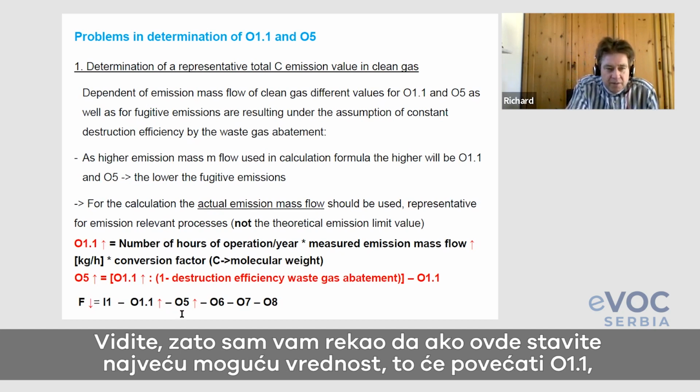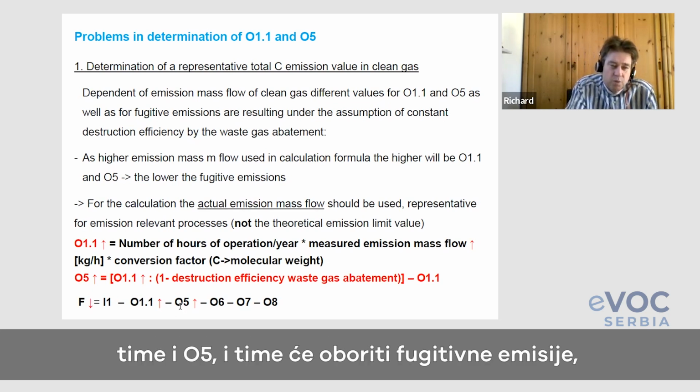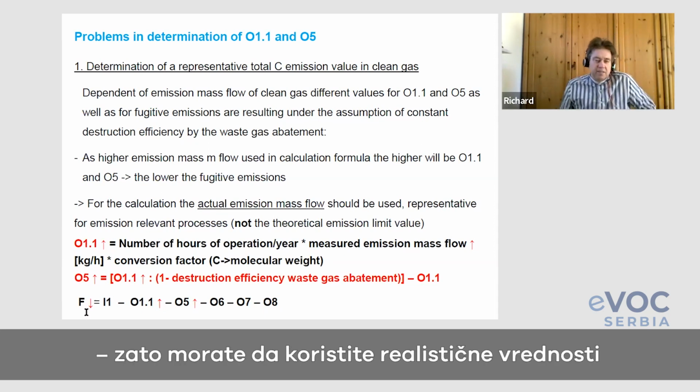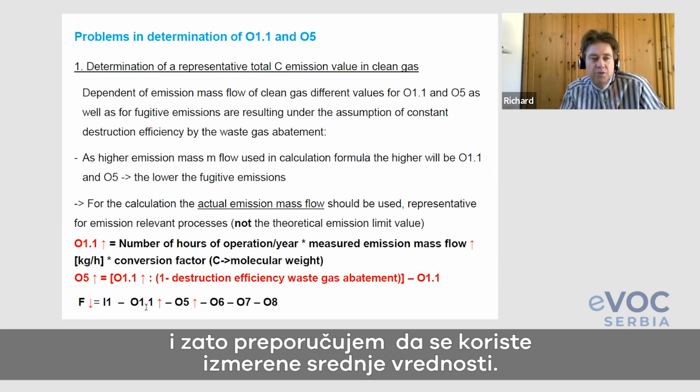So you see why I told you, if you use here the highest measured values, you will raise O11. Of course, you will raise O5, and of course you will lower the fugitive emissions. But maybe that's not the case. So you must apply here realistic values. Then I recommend to use here the measured mean values.